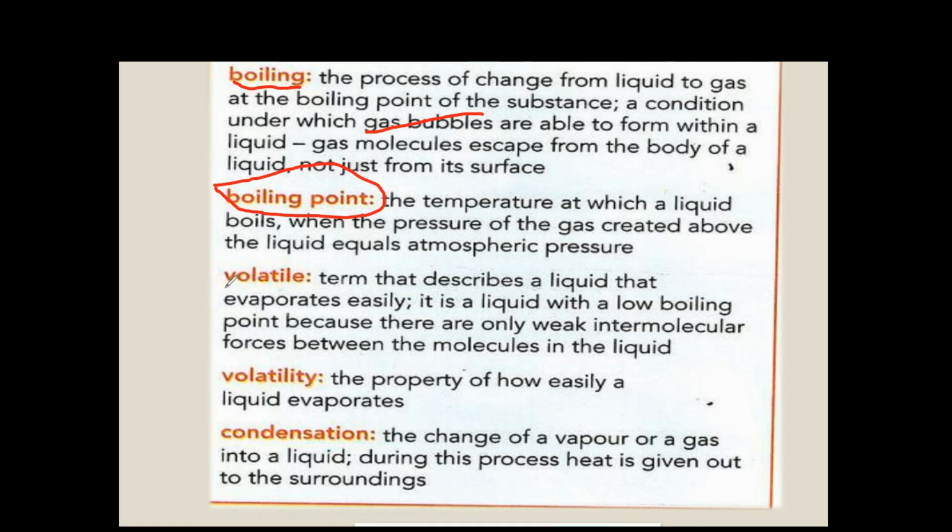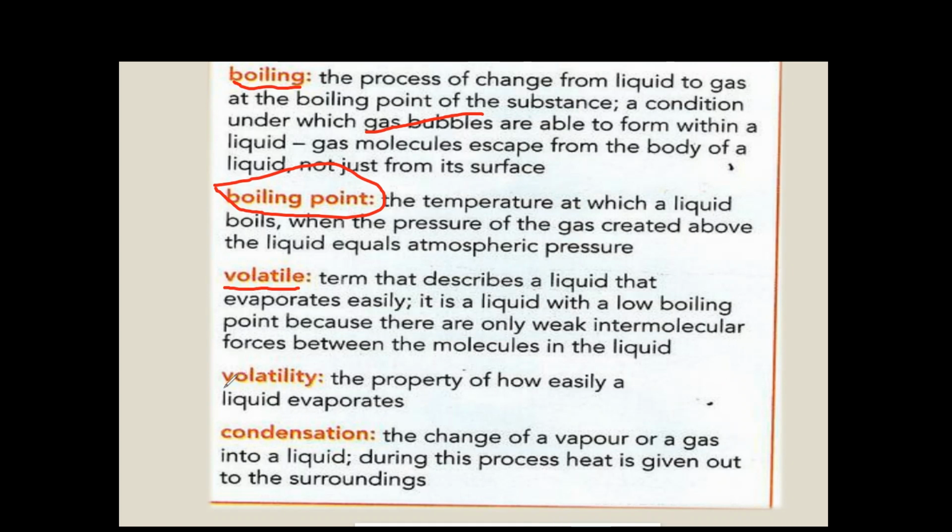What does the word volatile refer to? This word describes a liquid that evaporates easily, like alcohol. When you put alcohol on your hand, it doesn't remain wet for a long time. You will find that the alcohol evaporates quickly, and usually volatile liquids have a low boiling point.